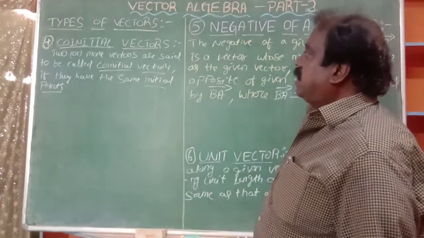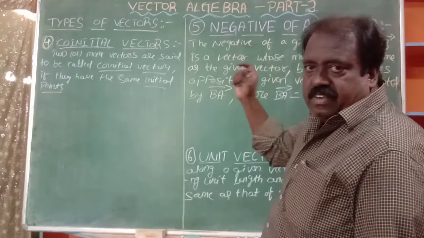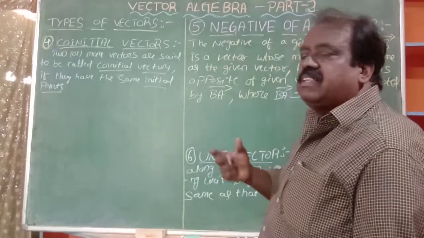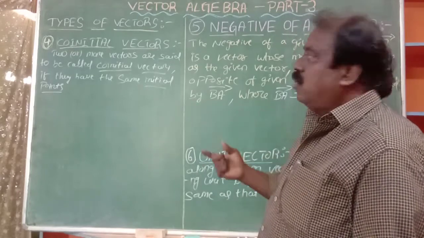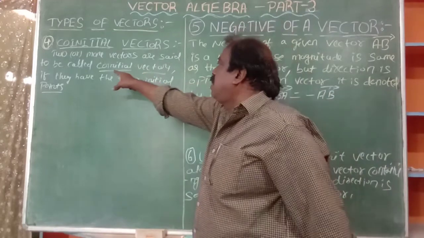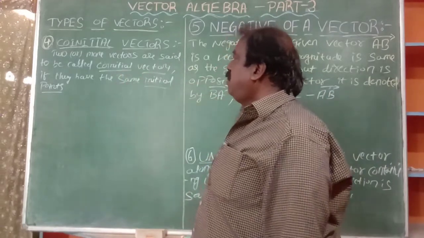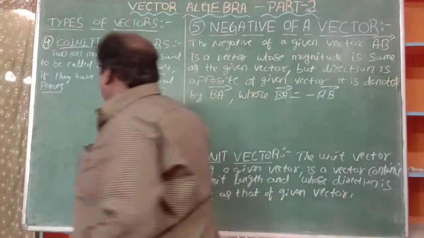The fourth type of the vector is co-initial vectors. In the name itself, we can understand co-initial: same initial, for two or more. Two or more vectors are said to be called co-initial vectors if they have the same initial point.